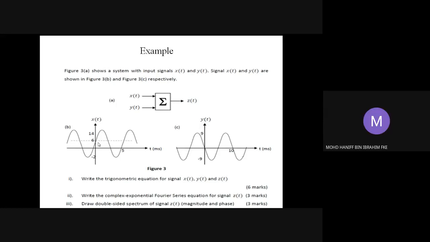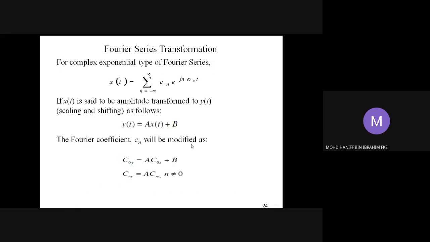Okay, right. I think we have done this before from the previous example. You must be able to write the x(t) and y(t) in their time-based equations. After that, you have to write the complex exponential Fourier series for this z(t), which is the addition of x(t) and y(t), and then draw the spectrum. I can see this is a repetition of the examples that we have done before, but if you have a problem with this example, you can always come back to me. Okay, let's proceed with slide number 7.